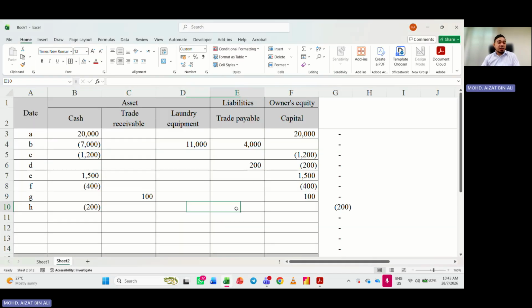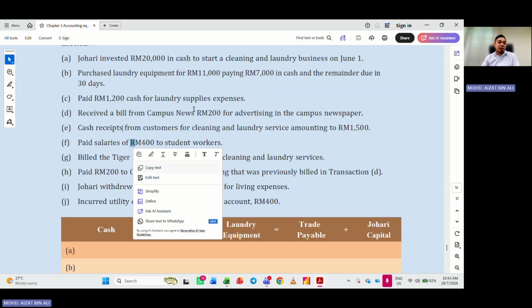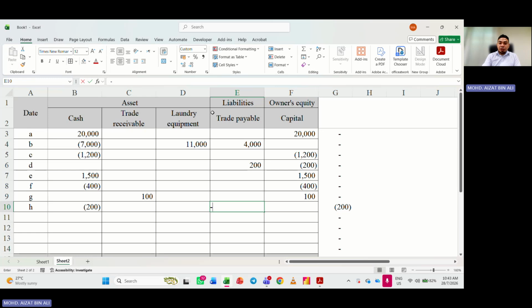Okay, because we are paying to Campus News, they are our trade payable. Okay, we owe money. Okay, we owe money to Campus News. Okay, they are our trade payable. Sorry for the confusion. Okay, so we minus this amount, this exact amount, 200 ringgit.